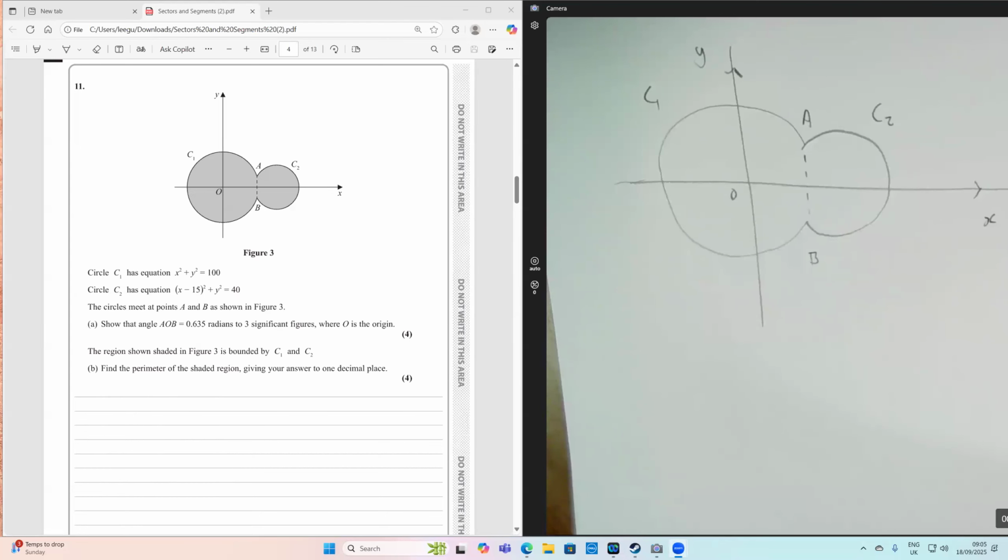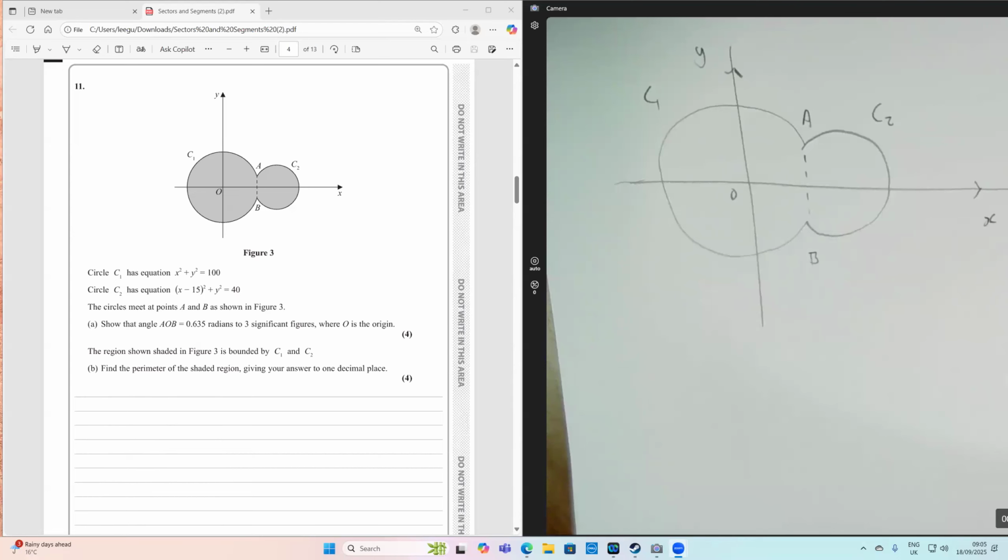Hello everyone, and in this video we have another radians and sectors and segments exam question. This one's occurring a little bit later through a paper and is worth 8 marks. So this is a trickier question than very often you get. So a rather intriguing looking shape there.